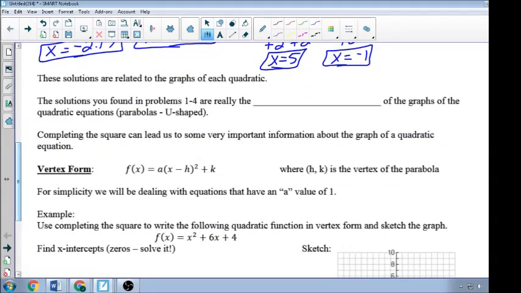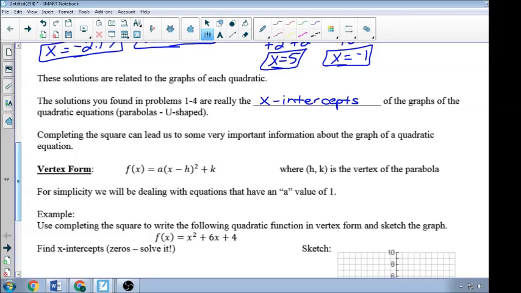These solutions are related to the graphs of each quadratic. The solutions you found in problems 1 and 2 are really the x-intercepts of the graphs of the quadratic equations. So the parabolas, the U-shaped graph, it's where our U-shaped graph crosses the x-axis.